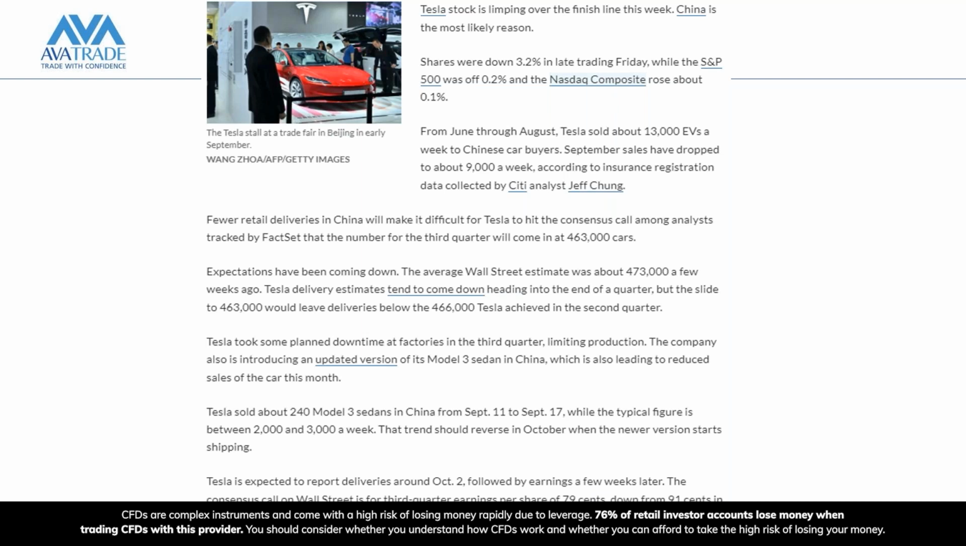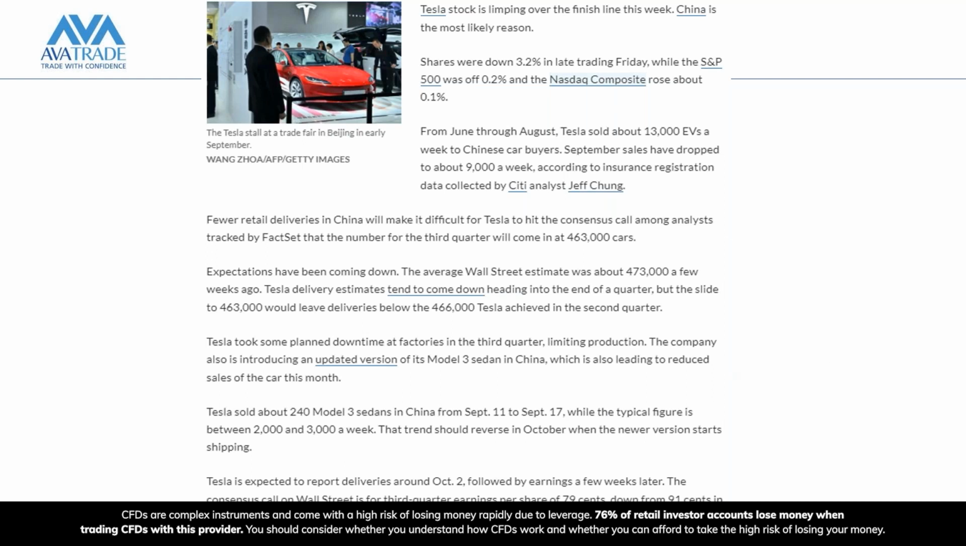The consensus call on Wall Street is third quarter earnings per share of 79 cents, down from 91 cents in the second quarter, and $1.05 in the third quarter of 2022. So you see the third quarter consensus is about 79 cents, and last year it was $1.05. Price cuts and competition in China continue to weigh on profit margin for Tesla and all Chinese EV vehicles.